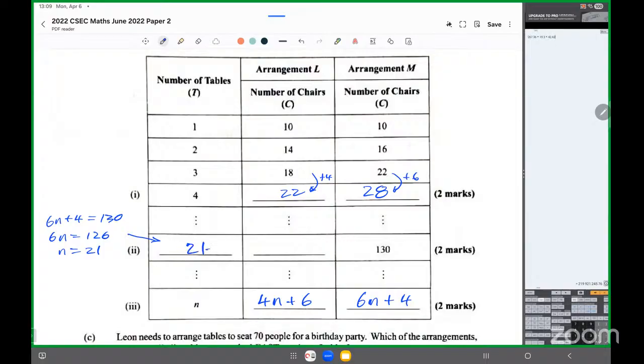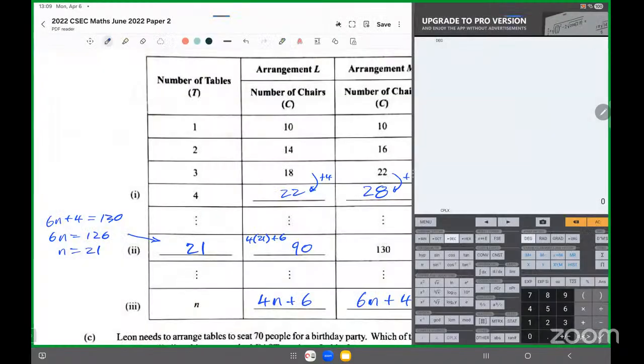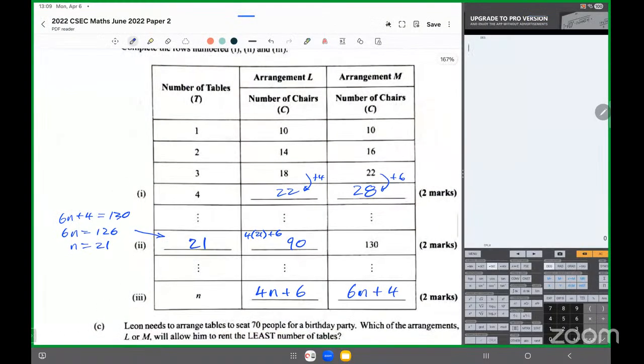Then to find this, I'm going to drop the 21 in this formula. So it's going to become 4 times 21 plus 6. That becomes 84 plus 6. That's 90. I'm getting 90 right here. Let's just double check and make sure, my brain is tired. 4 times 21 plus 6, 90. That's correct. All right. So that basically finishes the table right here. Nice and easy. Very good.